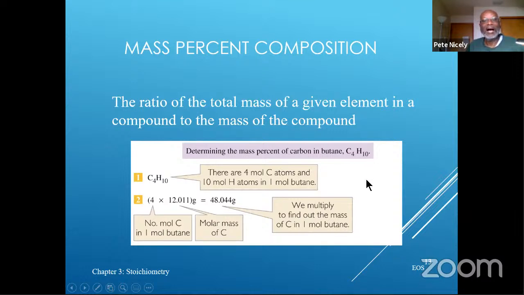So in 1 mole of butane, based on this formula, as stated here, there are 4 moles of carbon and, I'm sorry, 10 moles of hydrogen, right? So that's in 1 mole of butane. So to find the total mass of carbon in 1 mole of butane, we multiply the 4, which is a subscript, by the molar mass of carbon, which is 12.011, and that will give you the total mass of carbon in 1 mole of butane, all right?